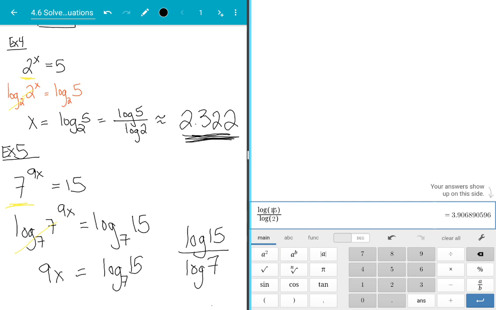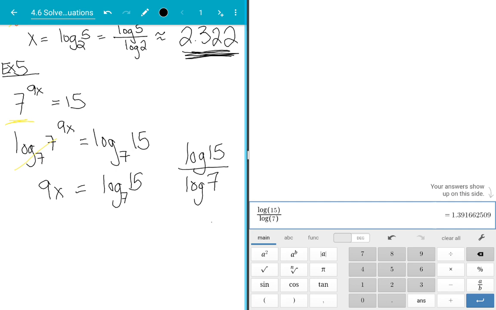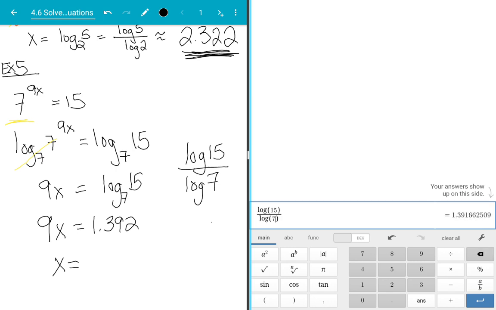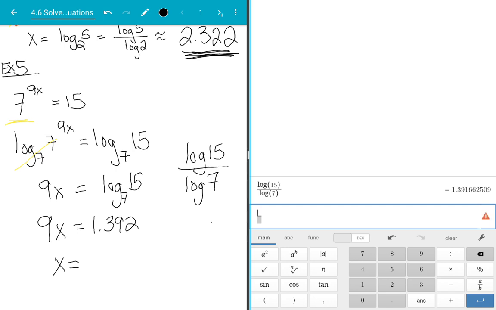I could quickly edit this here with Desmos. That's the beautiful thing about this calculator. So we have log of 15 over log of 7. That gives us an approximation of 1.392. So 9x equals 1.392. Now we want to take this approximation and divide it by 9. I'm not going to remove this number from my calculator. Let's figure out what this is first. We get this value, and then we want to divide that answer by 9. So we have 1.392, and we divide that by 9, and we get 0.155.